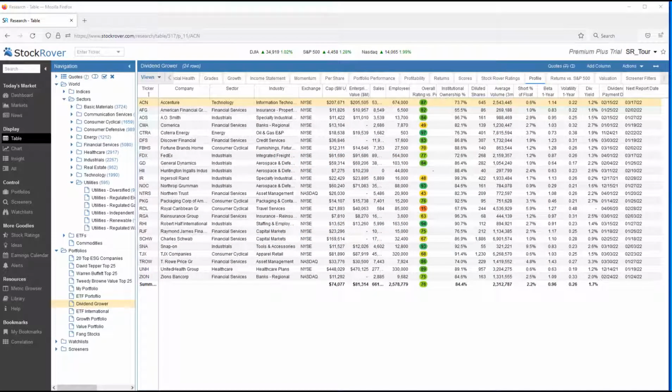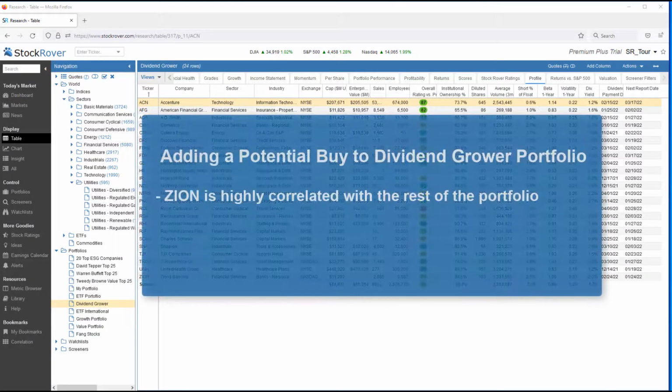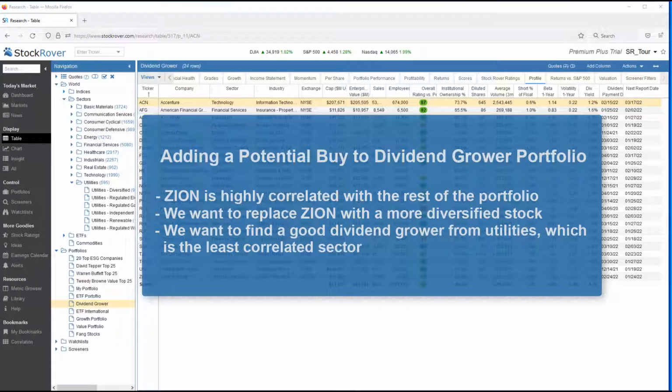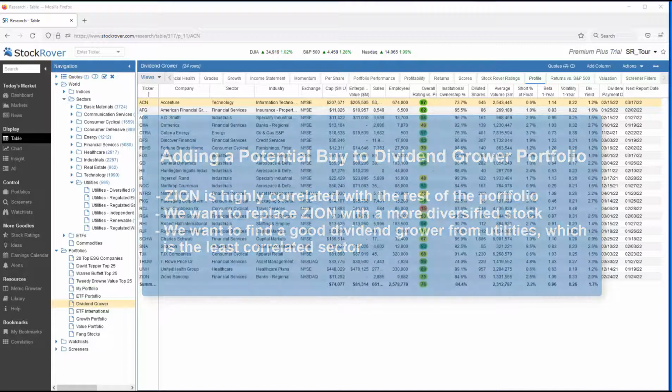Let's go back to our dividend grower portfolio. Remember, Zion is highly correlated with the rest of the portfolio. Let's say we decide we want to replace Zion with a more diversified stock. Utilities are noted for paying dividends, however, they're not noted for dividend growth generally. The trick is to find a good dividend grower from utilities, which is the least correlated sector.